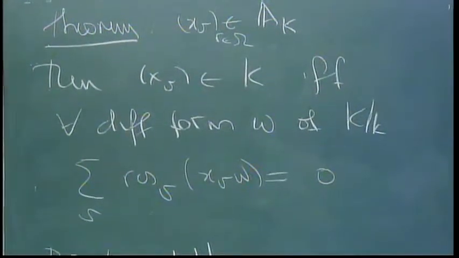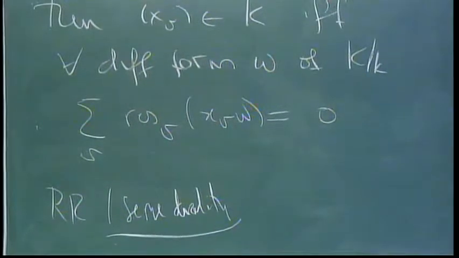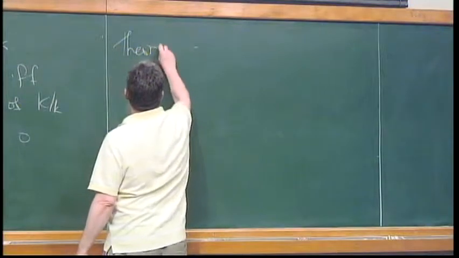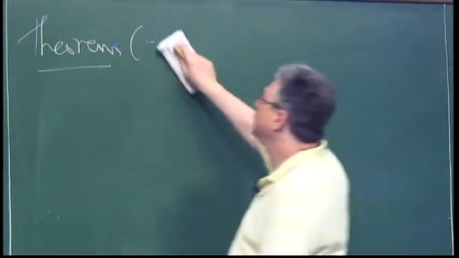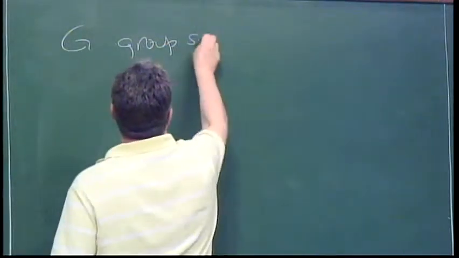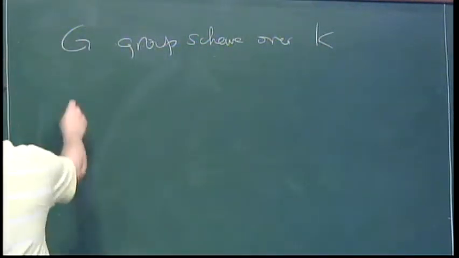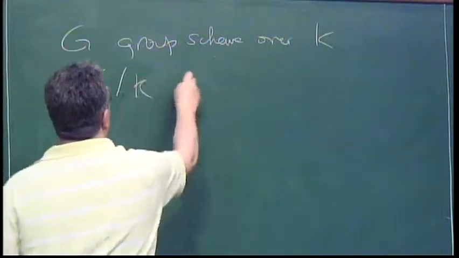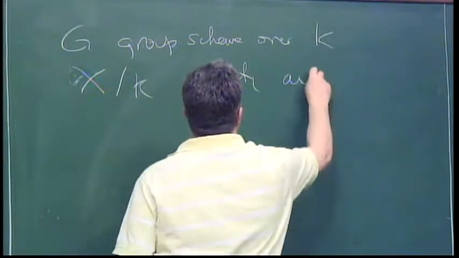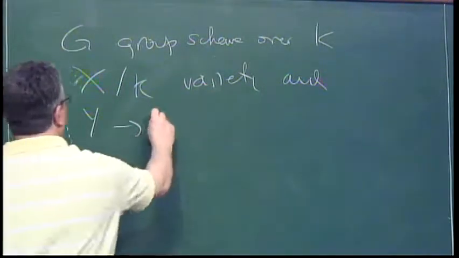And I want to turn this criterion into an obstruction for existence of integral points or whatever. So here's the theorem, a classical theorem, but maybe before I state it, I'll make some definitions. Let G be a group scheme over K, X a variety, and a map pi from Y to X, a G-torsor.